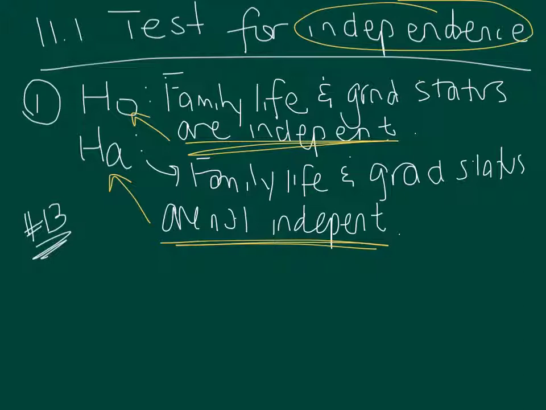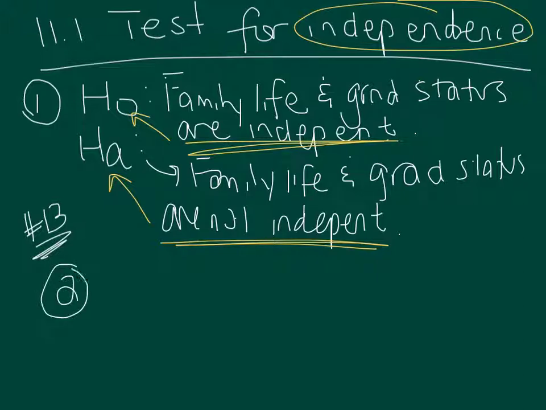And then dependent or not independent is the alternative, and that means that one of those things is affecting the other and vice versa. So in this case, we're testing to see if family life and grad status are actually dependent on each other, right? If there's an actual sort of structure there that actually matters. So that's your first step. That's always going to be your first step in a chi-squared independence test.